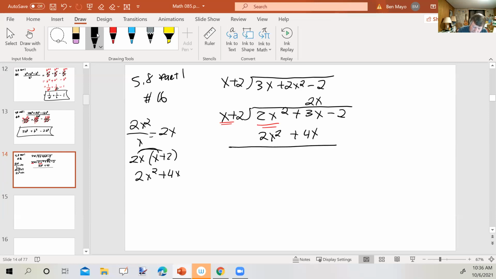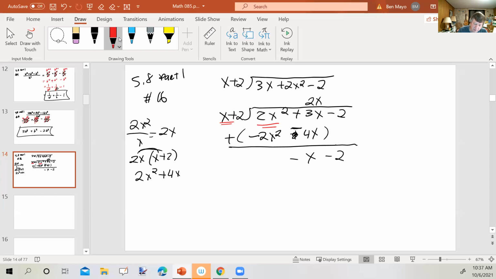Then we draw a line. We subtract it from what's up above. We change subtraction to addition of the opposite, changing the sign of each term inside the parentheses. 2x squared plus negative 2x squared is 0. 3x plus negative 4x is negative x. Bring down the next term, minus 2.